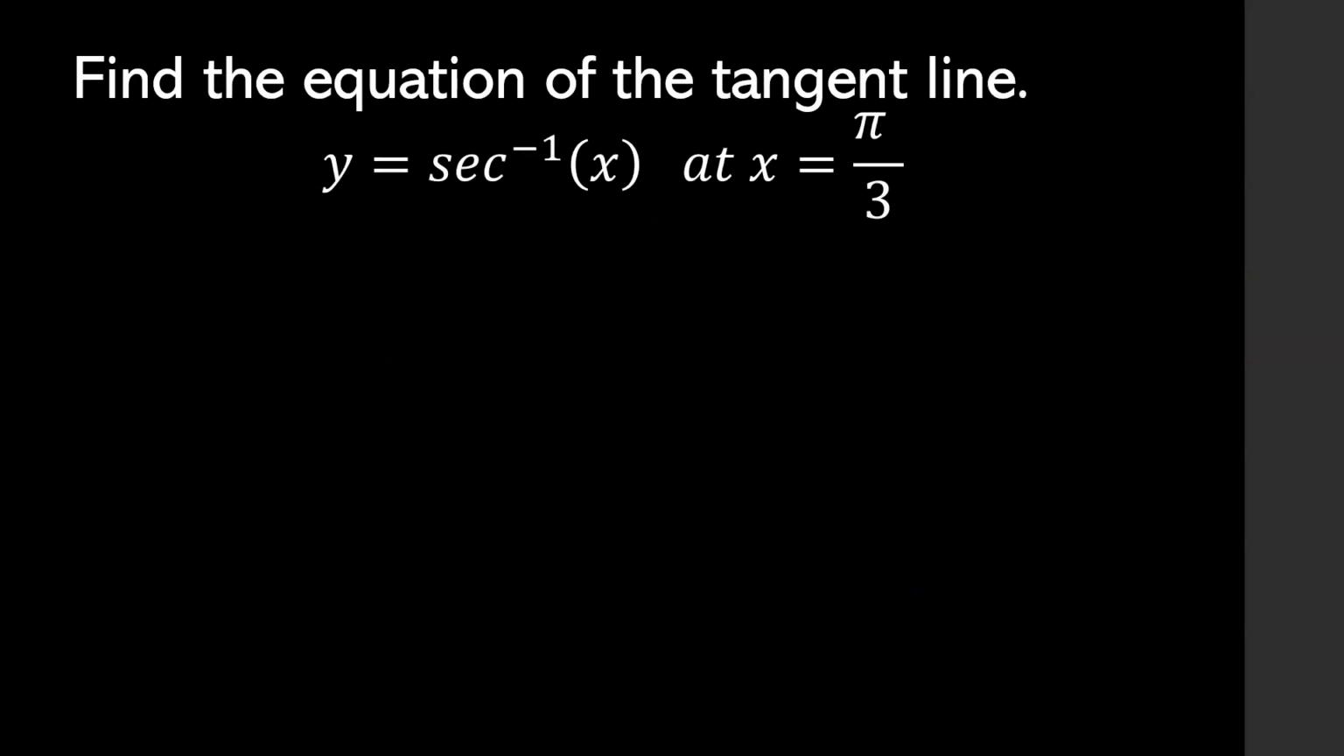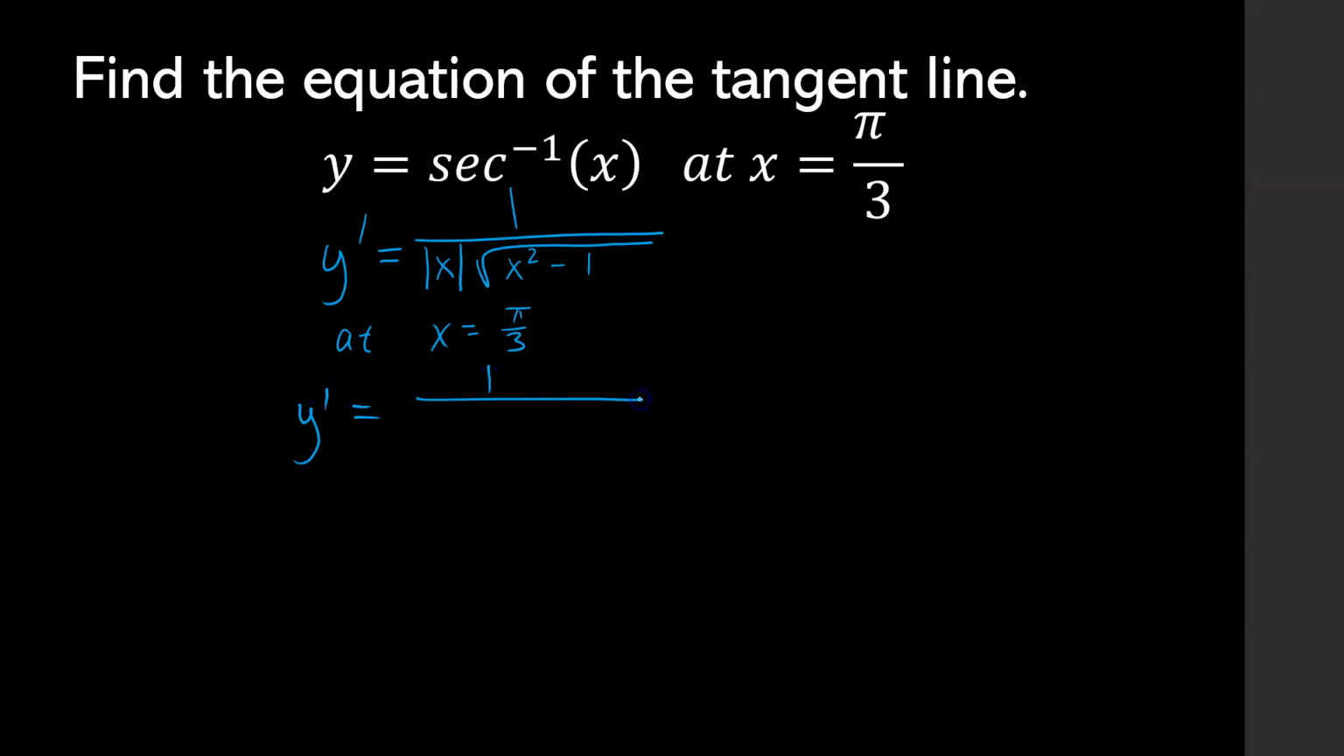Oh, how are you going to find the equation of the tangent line to secant at pi thirds? So first, we'll just use the derivative of inverse secant that I know you all memorized. 1 over the absolute value of x times the square root of x squared minus 1. Okay, so at x equals pi thirds, use good notation, y prime is equal to 1 over the absolute value of pi thirds, just pi thirds, times the square root of pi thirds squared minus 1.